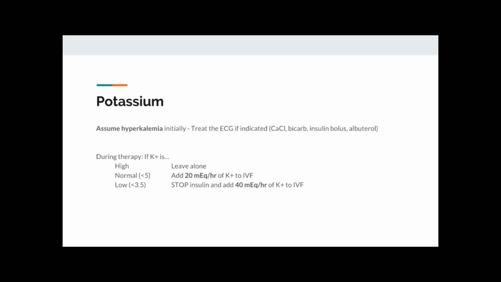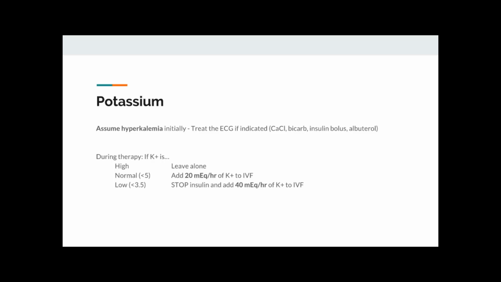When the patient comes in, I assume they're hyperkalemic, because most of them are going to be. And I get an EKG immediately, and I look at the EKG. If the EKG looks like hyperkalemia, I treat, right? Calcium chloride, which I've also preached to you guys, I don't use calcium gluconate. Calcium chloride is the right calcium to use for DKA. Insulin bolus, bicarb, albuterol, right? Whatever you need to do to bring that potassium down initially. The DKA or the glucose is not going to kill you at that moment. The acidosis, what's going to kill you is the hyperkalemia. So treat the hyperkalemia, and then you can figure out the potassium.